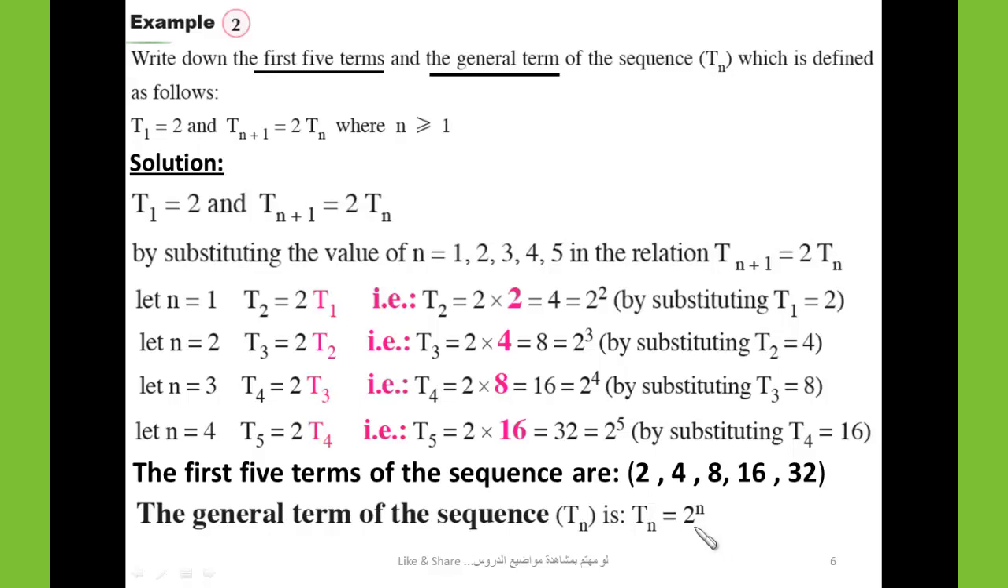When you want to deduce the next term, it will be T6. Just substitute n equals 6. T6 equals 2 power 6 and you calculate it.